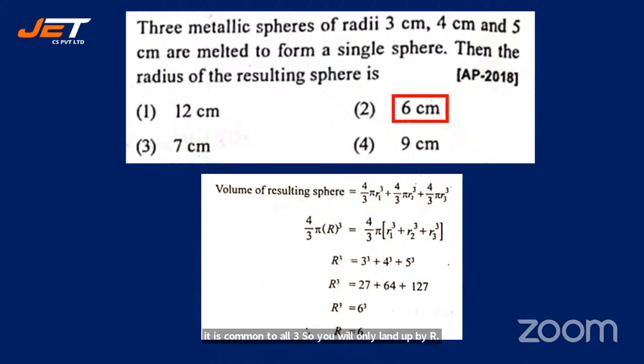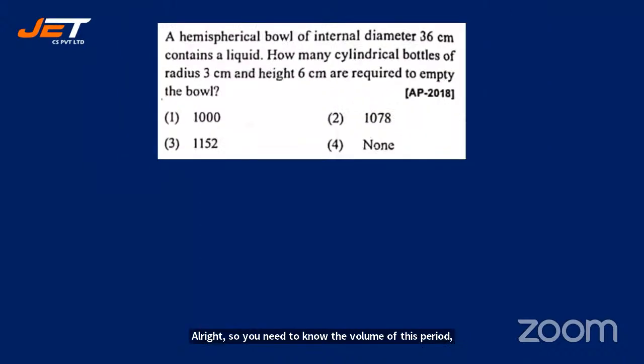So which is 3 cube, 4 cube, 5 cube. Finally, you will get your radius r as 6. All right, so you need to know the volume of the sphere, which is 4 by 3 pi r cube. With this, let's move on to the next question.